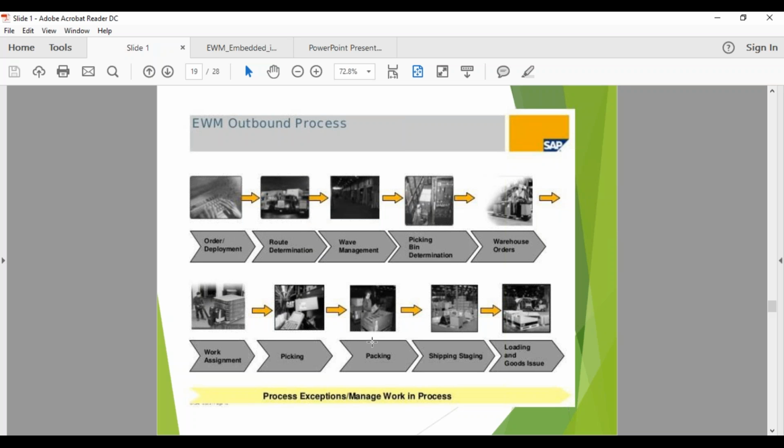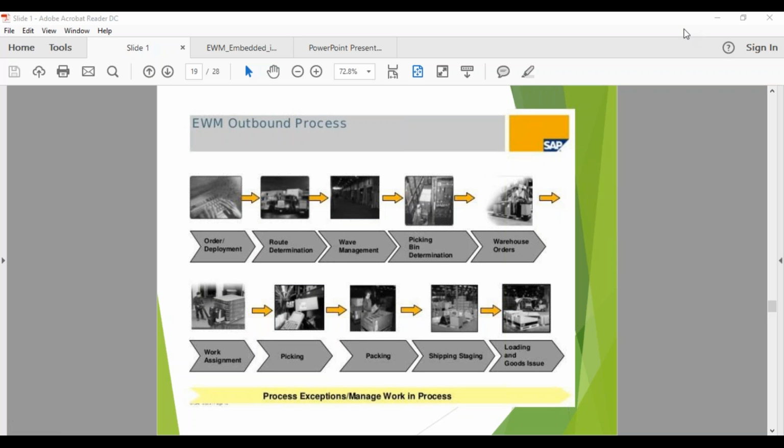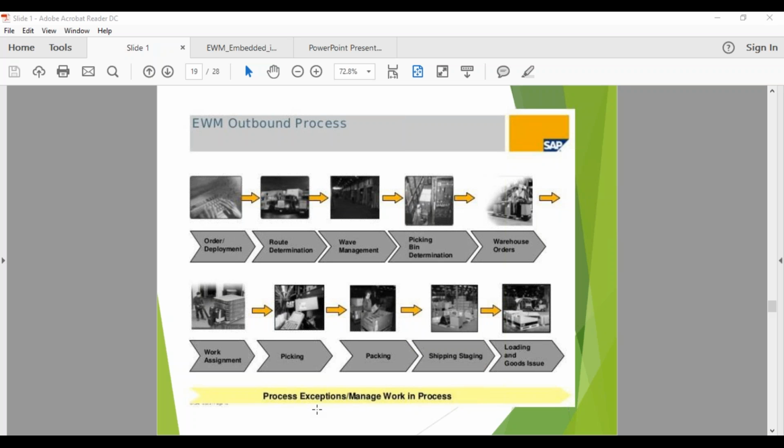Once the picking is completed, then practically, as I mentioned before also, there are two levels of packing for us. One is when we have all the small parts, and those parts we will be packing into a bigger carton, or else a pallet, and then we'll be moving it into the transportation unit.